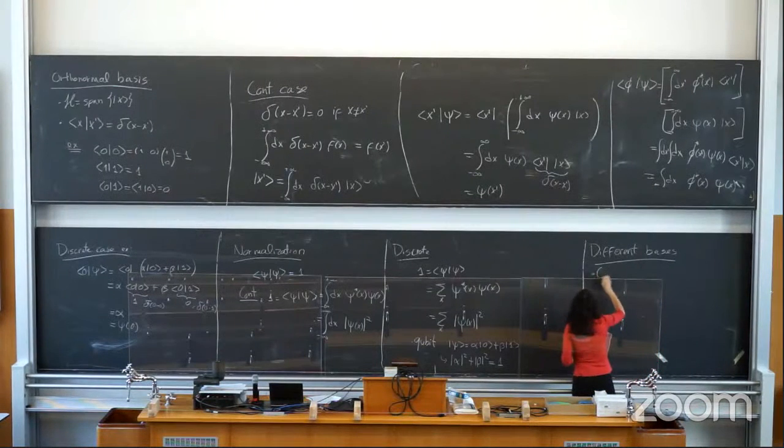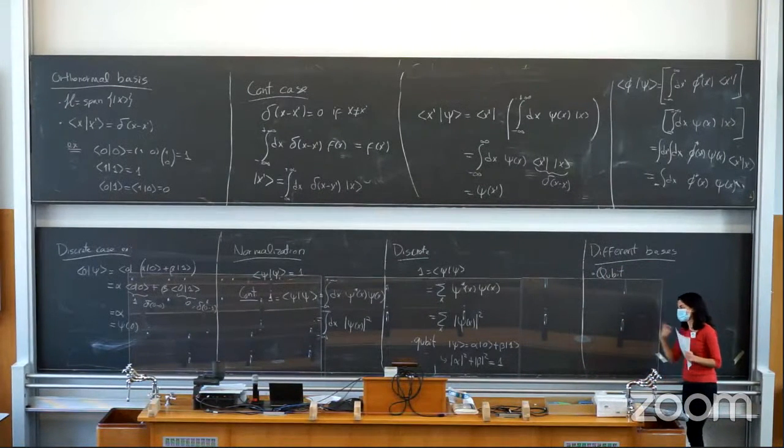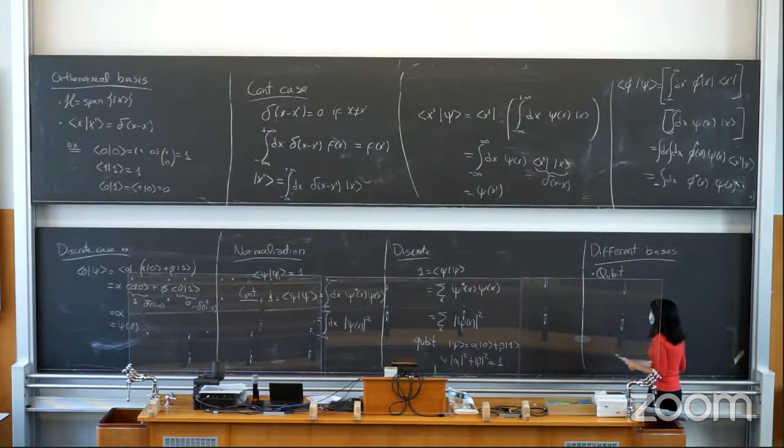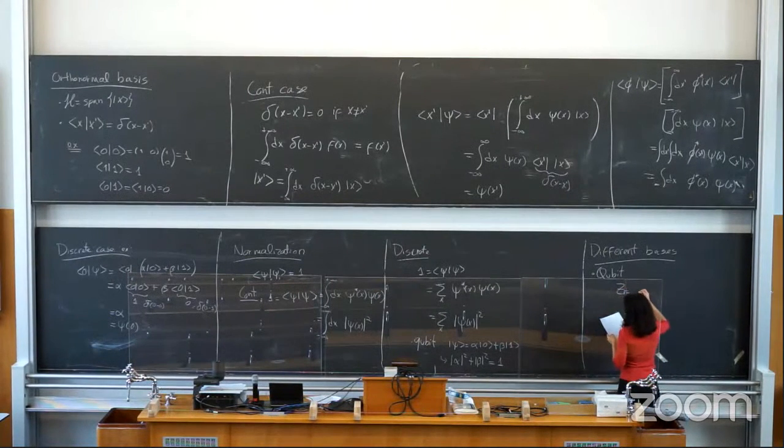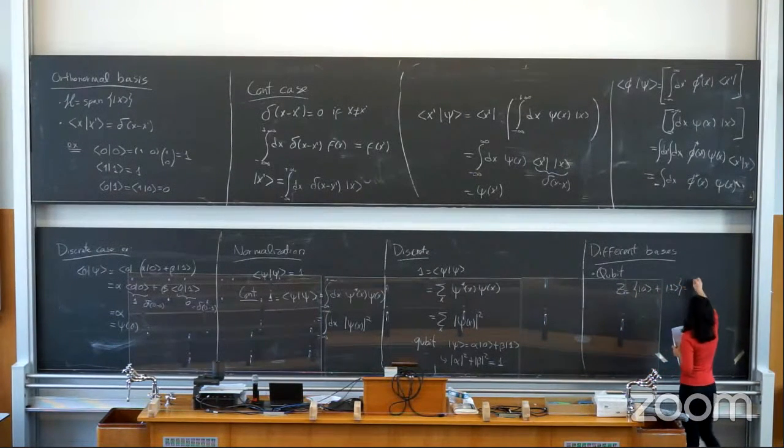We start with the qubit, because the continuous case is more complicated and we'll need more time for this. In the continuous case, we'll talk about the position basis and the momentum basis and so on. And the qubit case is very simple. So we talked about the Z basis. That was the 0 and 1 vectors.